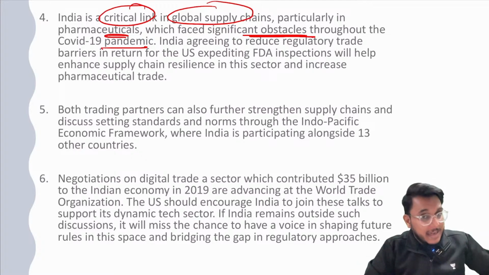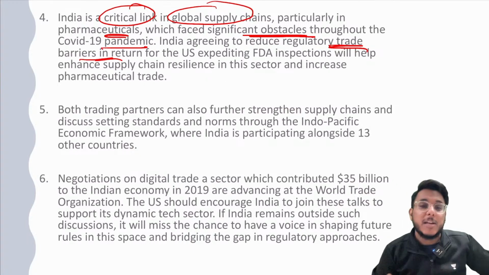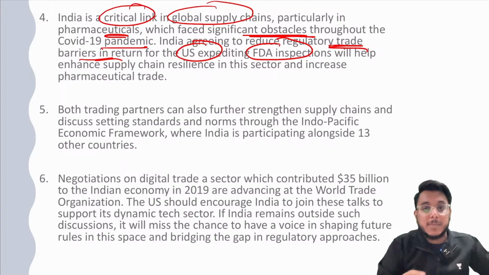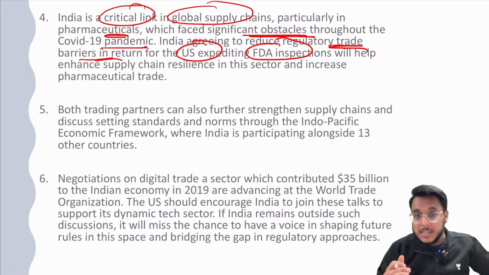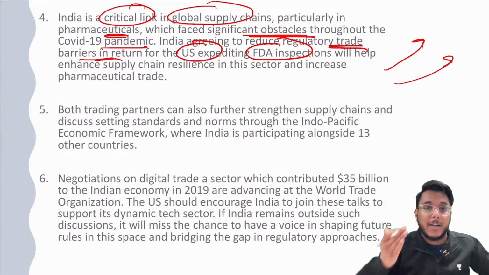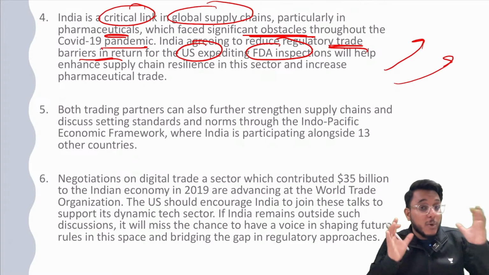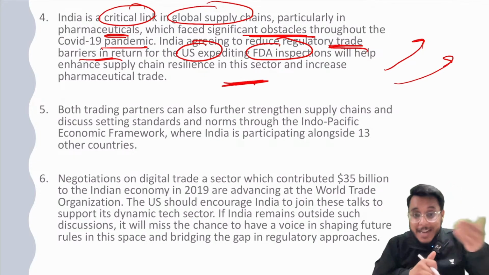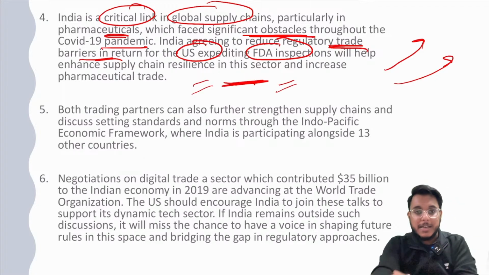Now, India has agreed that regulatory trade barriers between India and the USA will be reduced, and in the same way, the USA has agreed that FDA inspections and FDA clearances, which are needed for the drugs, will be expedited. The US will clear that particular thing fast. So India is making drugs, and the regulatory approval is given by bodies such as the FDA. So here the USA will help if India reduces the trade barriers. This win-win advantage can be taken up.